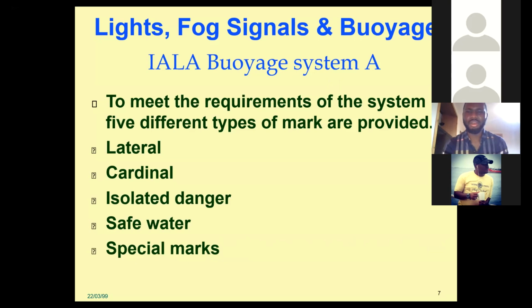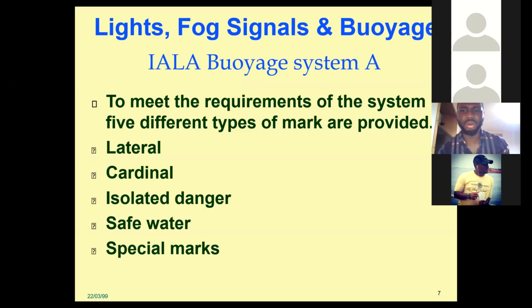Okay, so yeah. Thank you, Prince. That was good. Someone else, is it November Alpha? Thank you very much for the special mark. So we have, I normally look out for 5. I normally look out for the lateral, which we'll go into. Let's know what lateral mark is. Then we'll look at the cardinal marks as well. Then the isolated danger mark is on its own. Then the safe water marks.